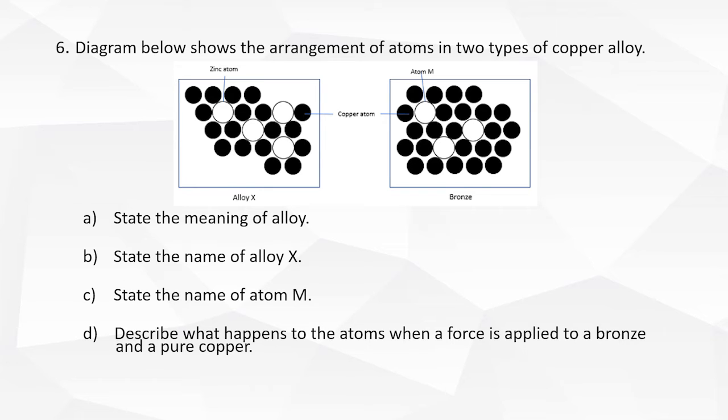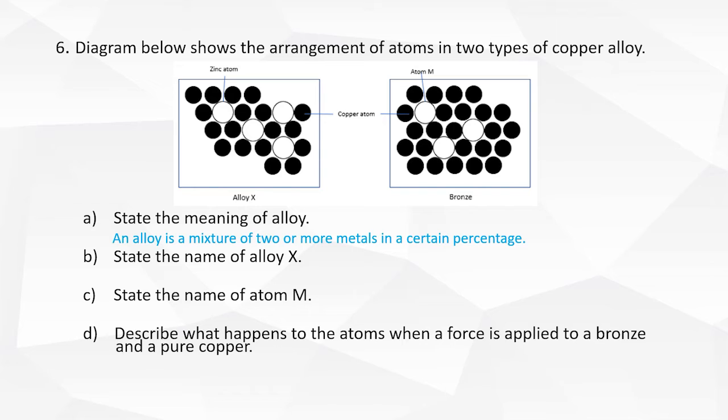Now, here comes our first structured question. In question 6, the diagram shows the arrangement of atoms in two types of copper alloy. This means that both of these alloys are sharing the same pure metal, which is copper. A. State the meaning of alloy. So, an alloy is a mixture of two or more metals in a certain percentage.